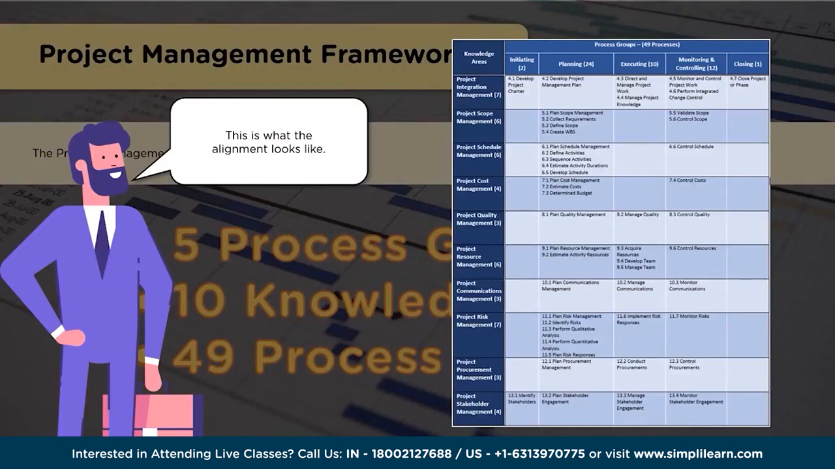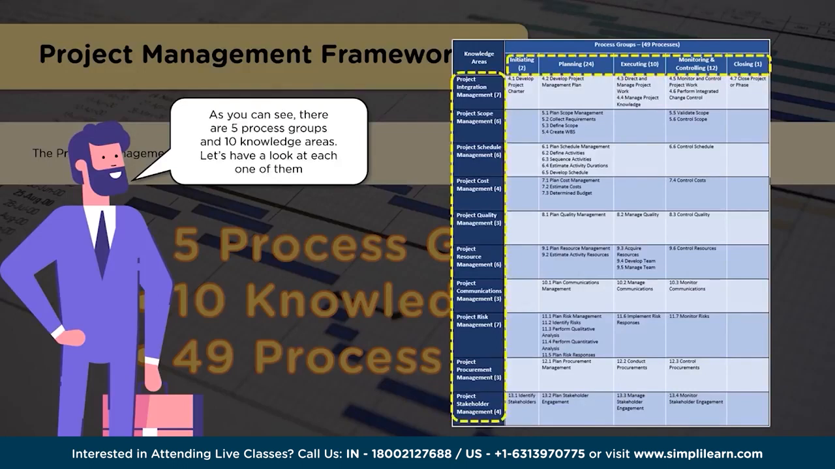So the 5 process groups are initiating, planning, executing, monitoring and control, and closing. These are the process groups. Whereas the 10 knowledge areas include project integration management, project scope management, project schedule management, project cost management, project quality management, project resource management, project communication management, project risk management, project procurement management, and project stakeholder management. So each of these knowledge areas and process groups are aligned in such a way that the processes aligned with a specific process group and knowledge area can be demonstrated accordingly.